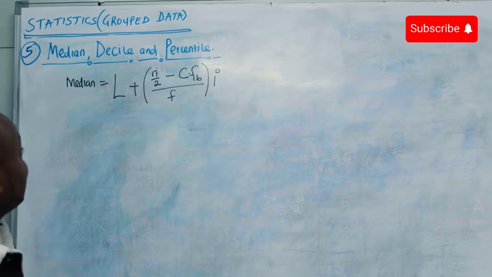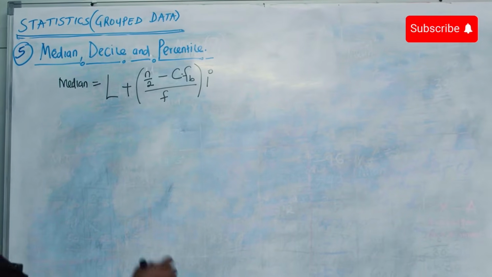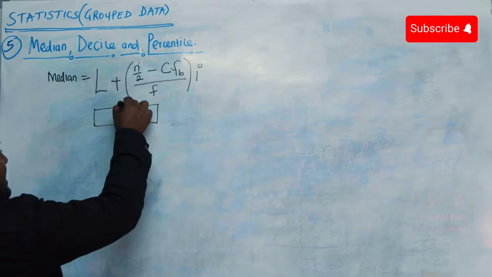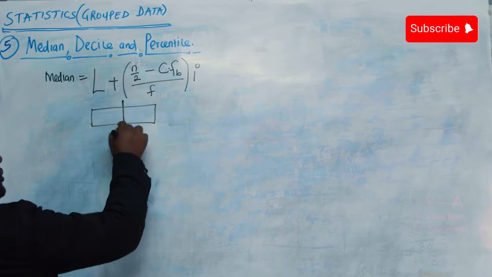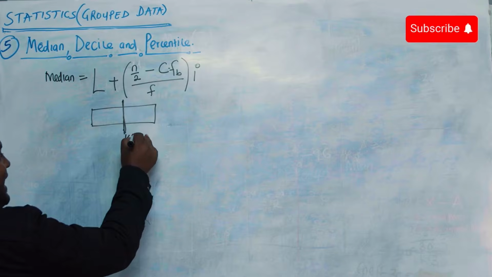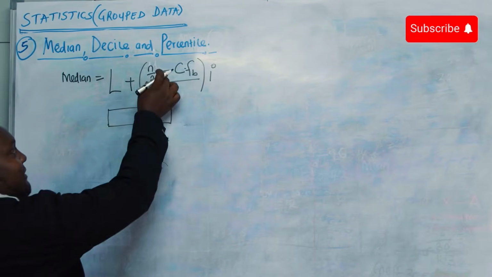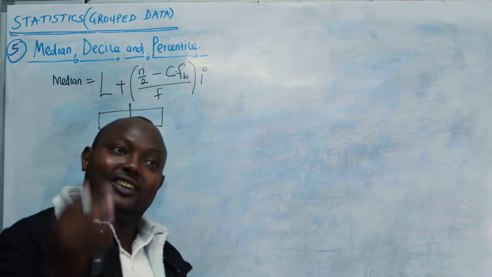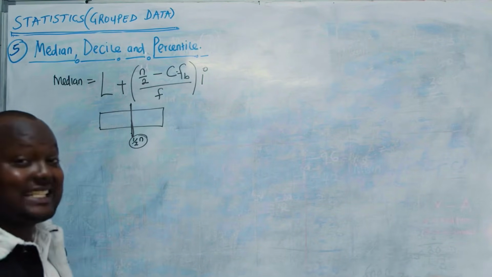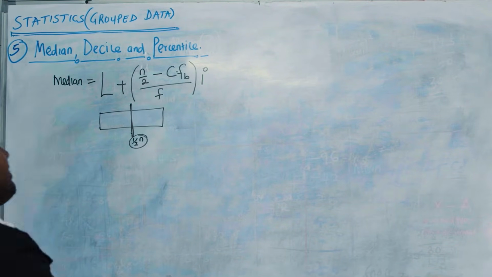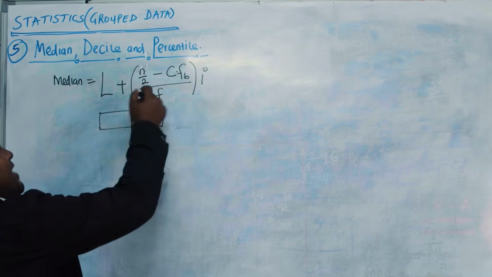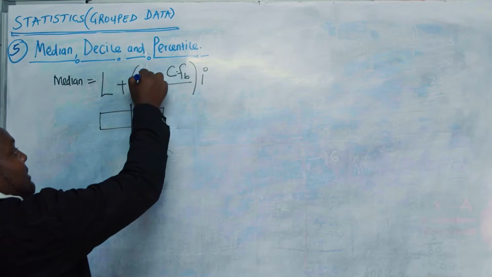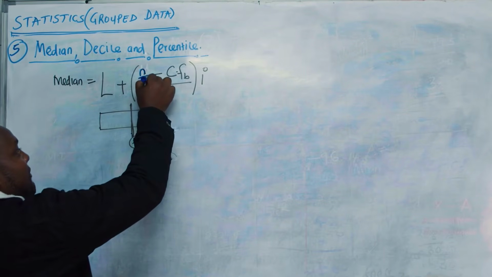I like explaining this one like this: if you are having a block like this one and you ask for the median, it's the middle part. So that's why it is a half n. And this part, the half n, whenever you are calculating the lower quartile, upper quartile, decile, or percentile, the formula will remain the same. The only part that changes is this one, n over 2.